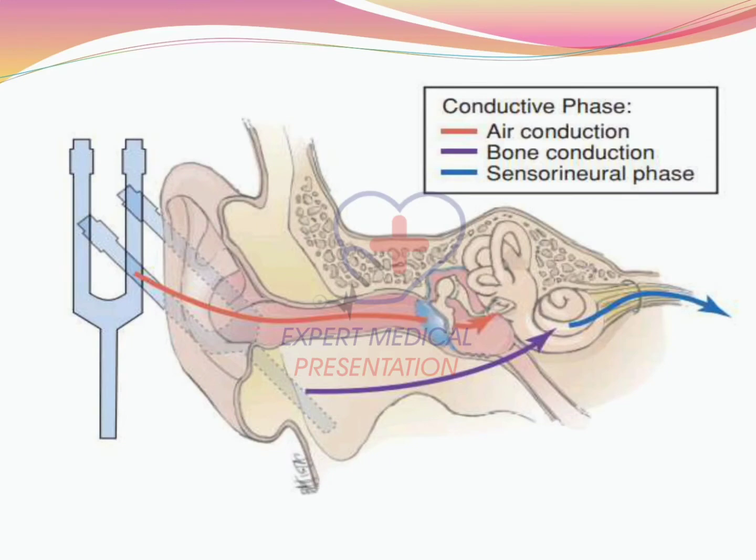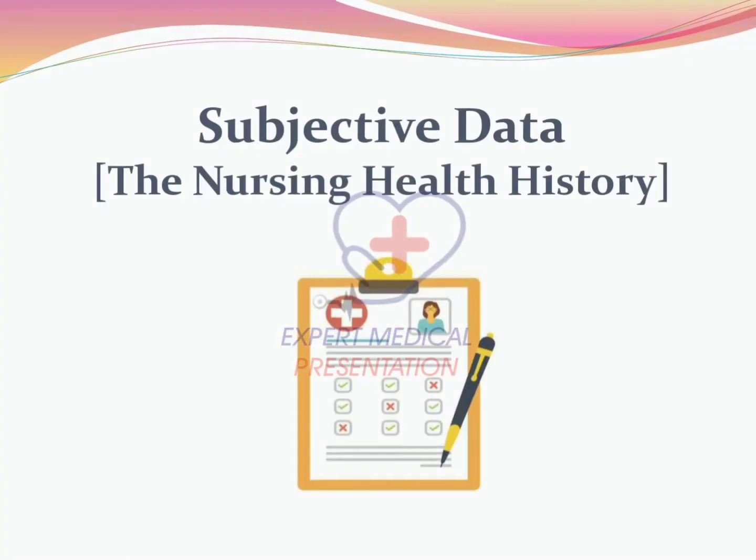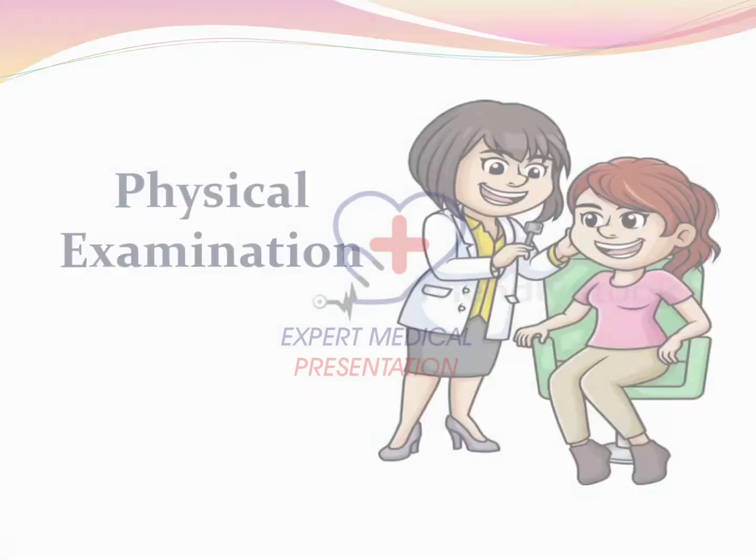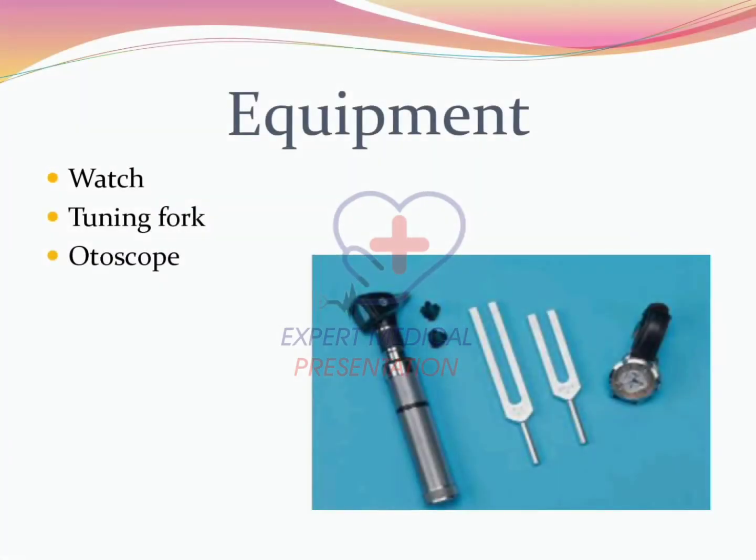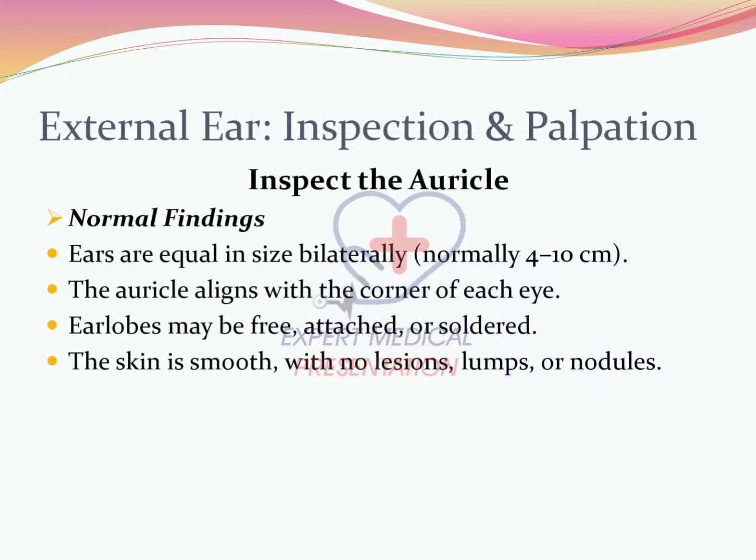Subjective data. The health history of the ear. Physical examination. Equipment: watch, tuning fork, otoscope. External ear: inspection and palpation. Inspect the auricle. Normal findings.